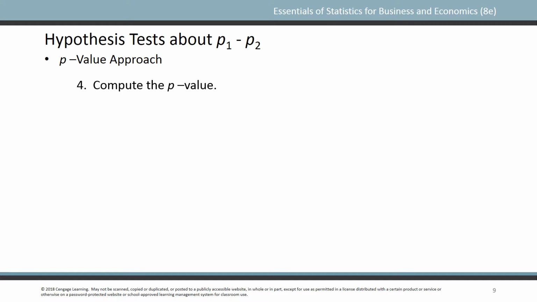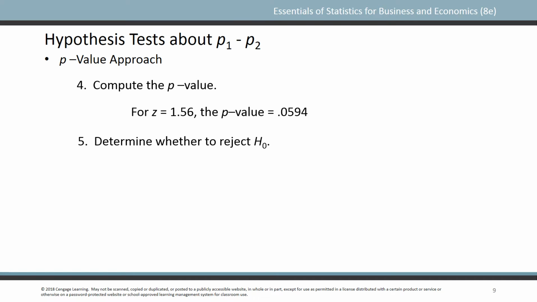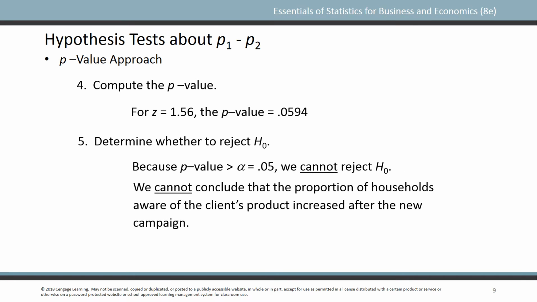Using the p-value approach, we find the p-value from the z distribution table for z of 1.56 to be 0.0594. Given that this is greater than our alpha of 0.05, we cannot reject the null hypothesis. Therefore, we cannot conclude that the proportion of households aware of the product changed or increased with the new campaign.